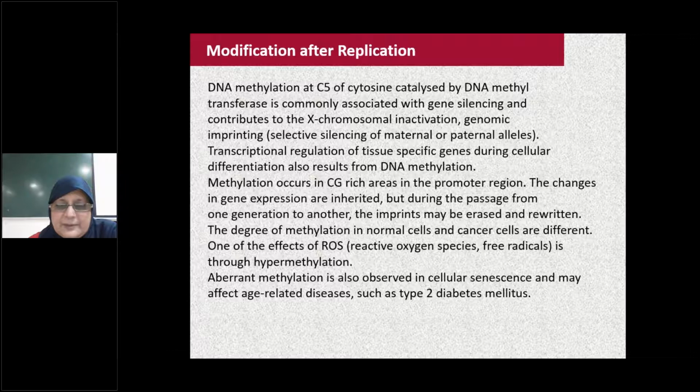But after the replication takes place, some modification also takes place. As I told you in the previous slide, methylation of cytosine and adenosine takes place. DNA methylation at C5 of cytosine, catalyzed by DNA methyltransferase, has been commonly associated with gene silencing. It contributes to X chromosome inactivation and genomic imprinting. So gene methylation, we said, is associated with repression of the gene, or simply gene silencing, or gene inactivation.